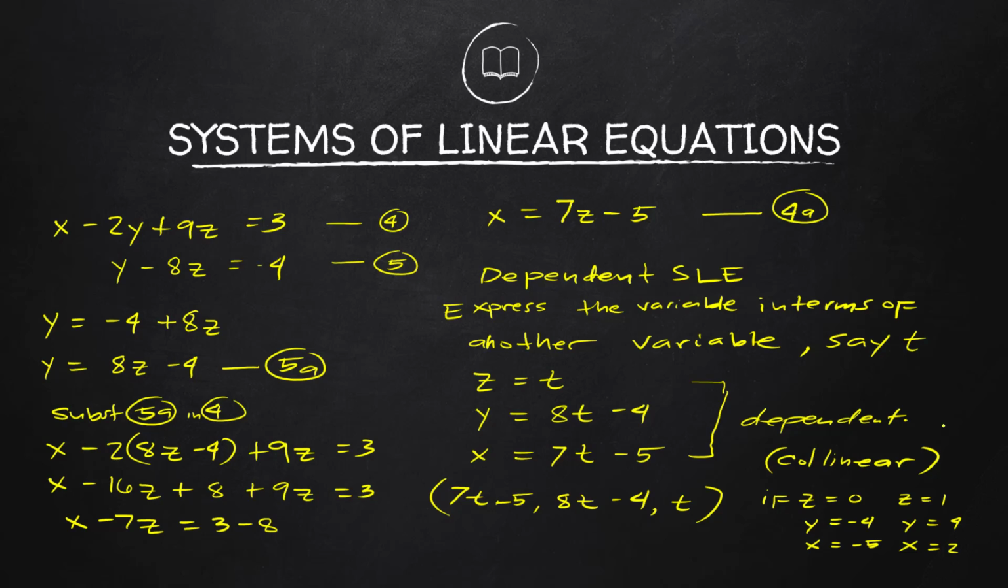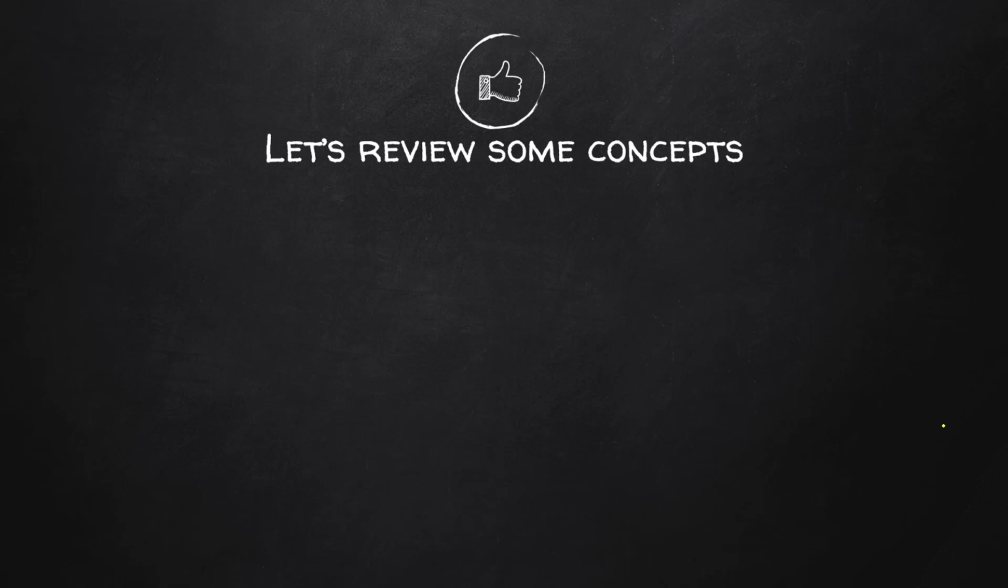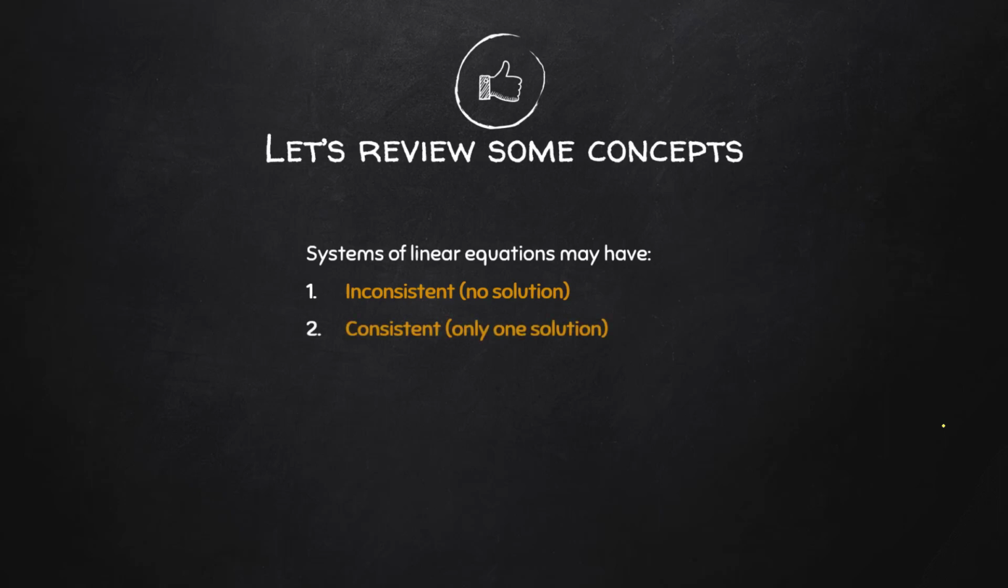Okay, so that is how you solve the systems of linear equations. And if you are going to review the concepts that we have learned, there are three solutions that are possible for systems of linear equations. Those are inconsistent, or no solution, consistent, or only one solution, and dependent, or there are infinitely many solutions for the system of linear equations.